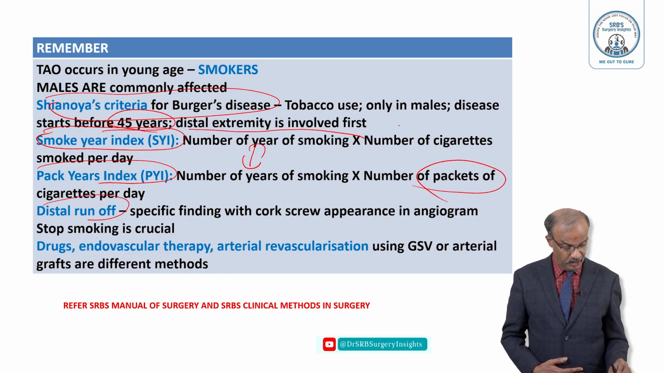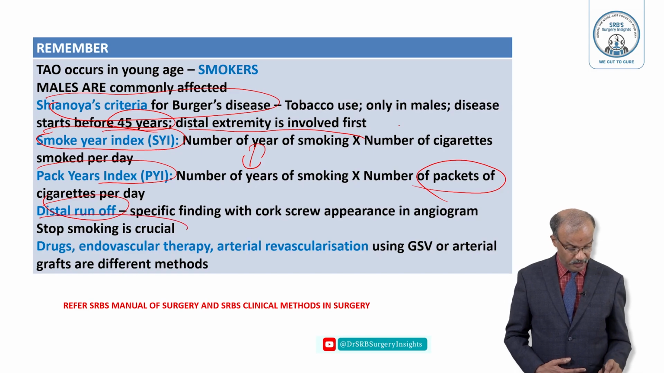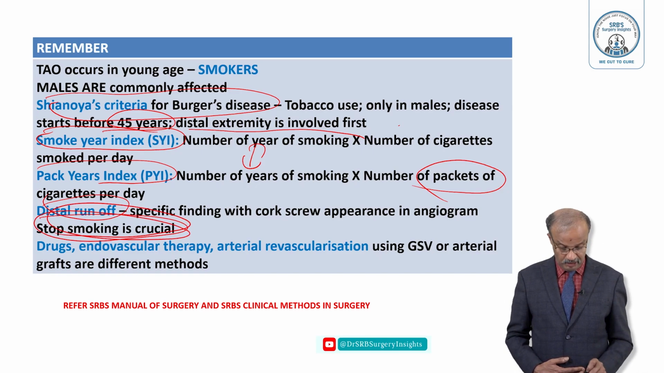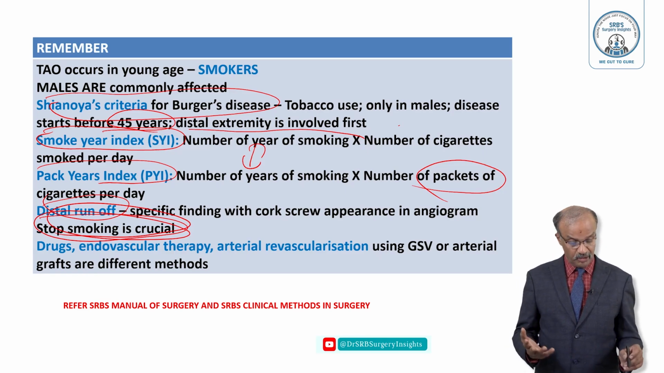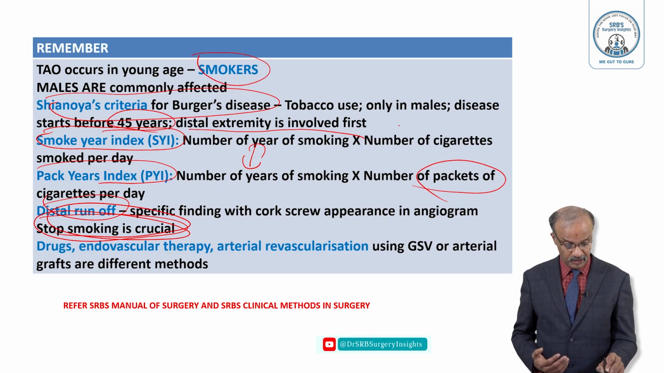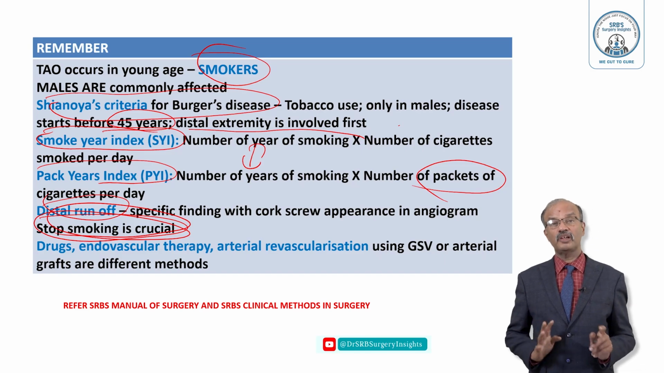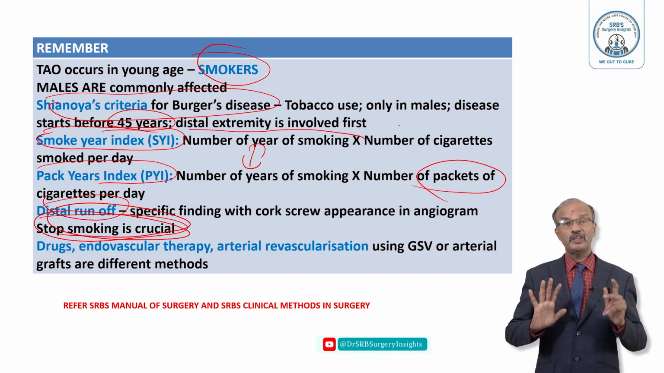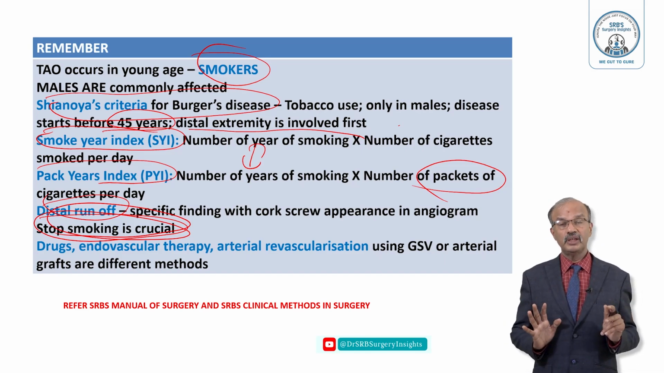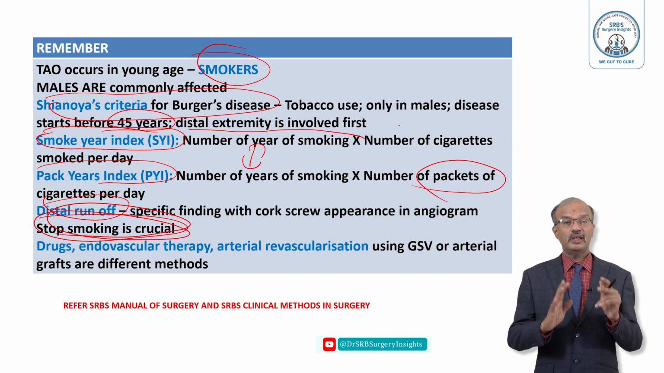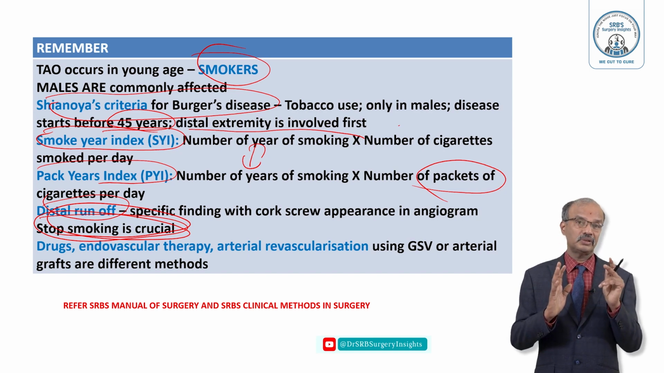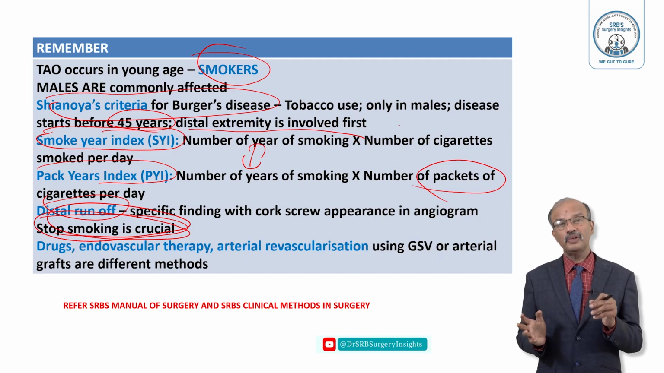Distal runoff is very important in angiogram. Stop smoking. That is the most important thing. Then treatment like arterial revascularization with the Gertz vein or arterial grafts. It's important. This is the point which you have to remember. Smokers are most common, young age smoker, below 45. Differentiate that from atherosclerosis, vasculitis, all those things. So TAO is a very common long case, theory question, and MCQs.